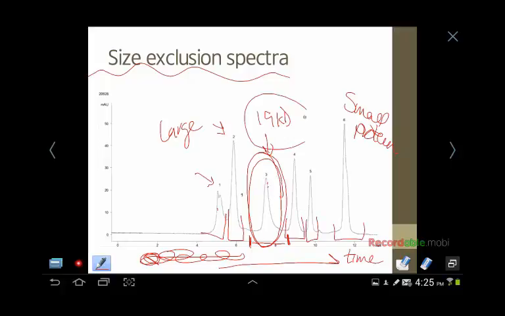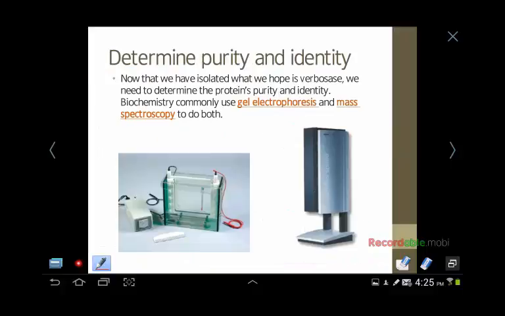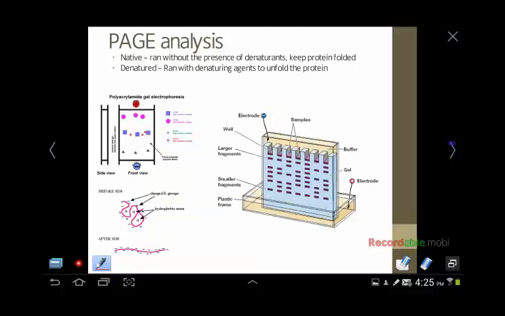So how are we going to determine, is peak 3 verbosase? There's two ways we can do this. We can determine it using gel electrophoresis or using mass spectrophotometry. And we can utilize this technique not just to determine identity, but also to determine the purity of our protein as well. So let's talk about PAGE analysis.